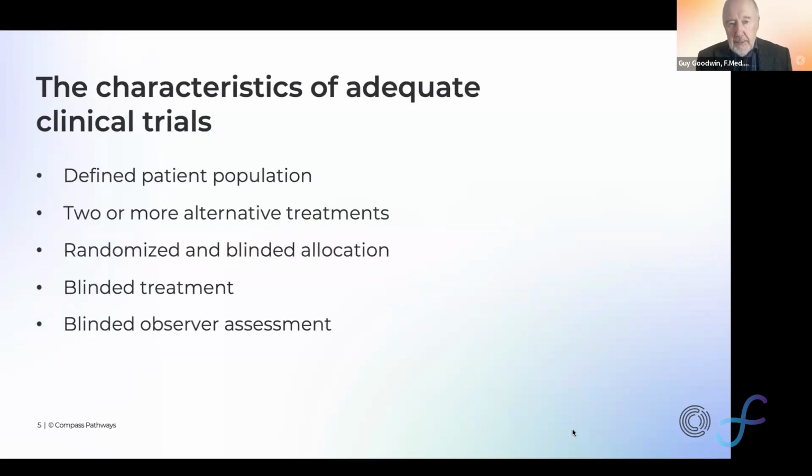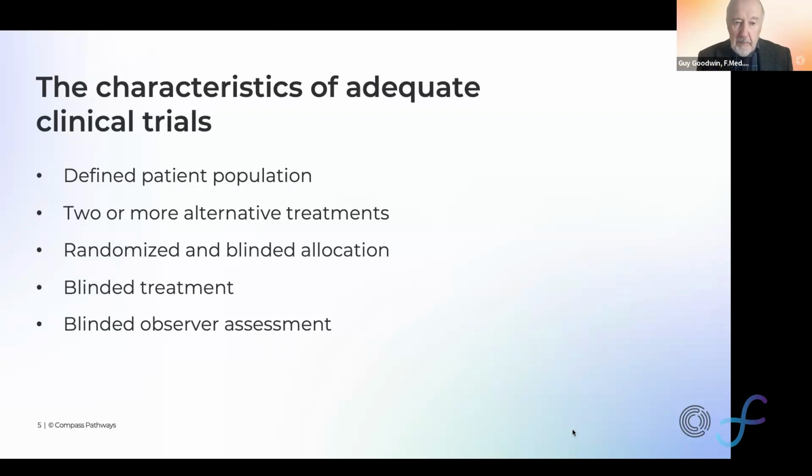Now, the characteristics of these adequate clinical trials are that, first of all, one has to define a patient population. And our initial approach has been to look at treatment-resistant depression. Those are patients who have failed at least 2 treatments with a drug. The second is you need to compare 2 or more alternative treatments. And that may be placebo, or it may be different doses of the same treatment, or it may be 2 different treatments. You may use a treatment that you don't believe works, but produces some of the subjective effects of the drug that you think will work.